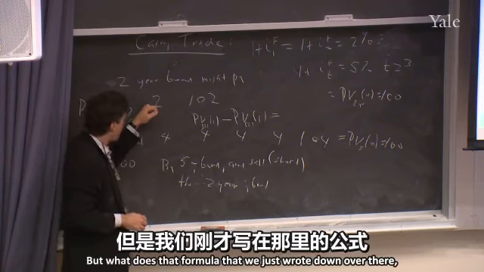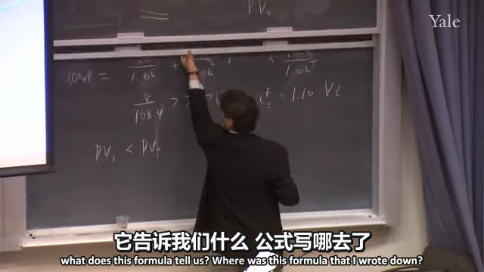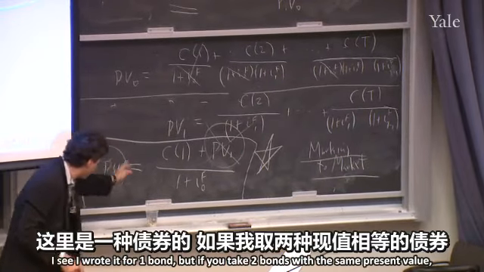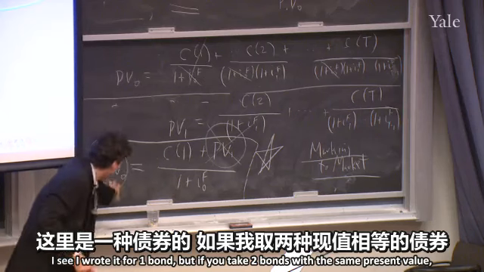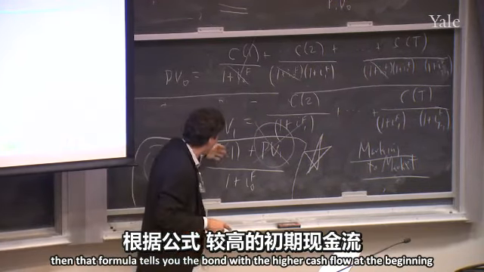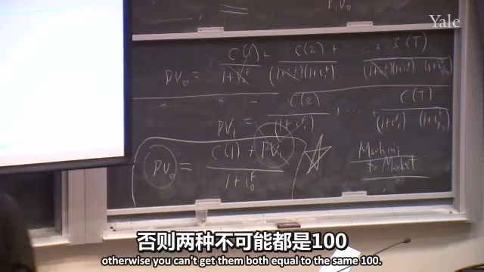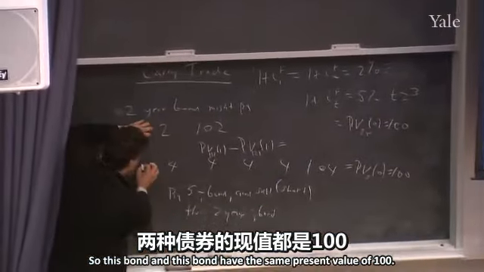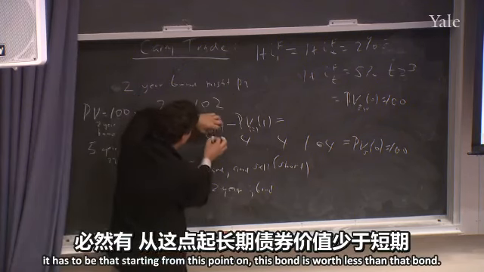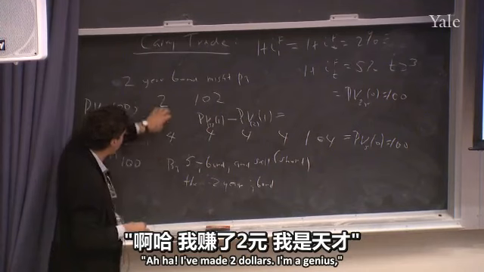Okay, but then what does that formula that we just wrote down over there tell us? This formula tells us that if you take 2 bonds with the same present value, one of which has a higher cash flow in the first period than the other, then the bond with the higher cash flow at the beginning has to have a bigger drop in present value than the other bond. Otherwise, you can't get them both equal to the same 100. So this bond and this bond have the same present value of 100. Because this payment is bigger than this payment, but the present values are the same, it has to be that starting from this point on, this bond is worth less than that bond. So what happened? You go long this bond, you short that bond, you say to the world, aha, I've made $2, I'm a genius.